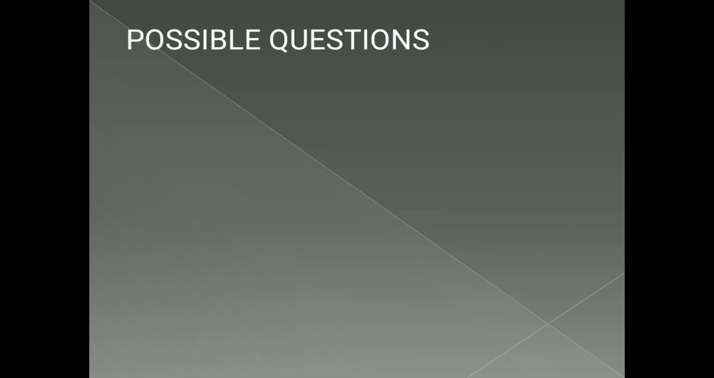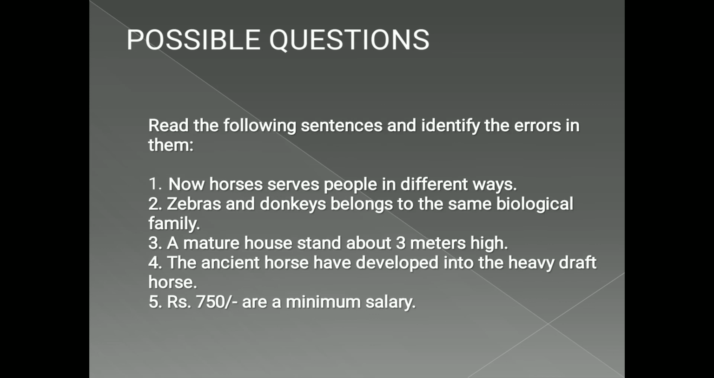So the possible questions from this topic. Read the following sentences and identify the errors in them. Now horses serve people in different ways. Zebras and donkeys belong to the same biological family. A mature horse stands about 3 meters high. The ancient horse have developed into the heavy draft horse. Rupees 750 or a minimum salary. So rupees 750 is a minimum salary. Just like that, you have to identify the errors and rewrite the sentences in a correct way.